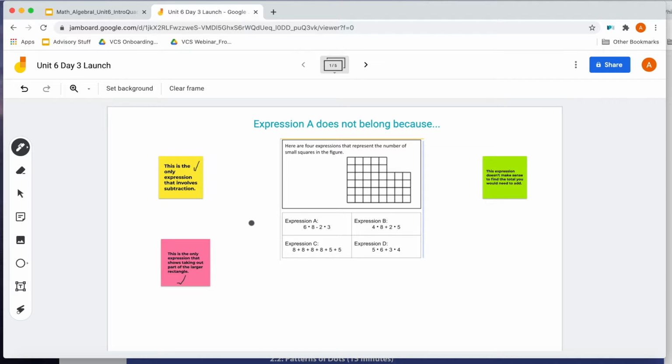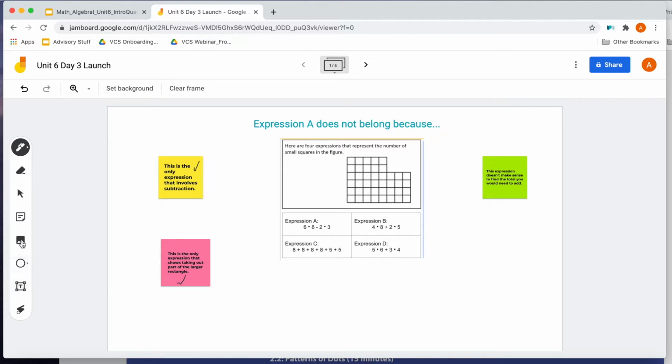So when we're looking at this first slide and we're saying, well, why doesn't expression A belong? We see that some students are really pointing to that this is the only expression that involves subtraction. It shows taking out part of the larger rectangle. And this one even says it doesn't make sense to find the total, you would need to add. And so here's where we might ask someone to show us and annotate and justify, somebody who thought expression A belonged, where do you see expression A in this image?